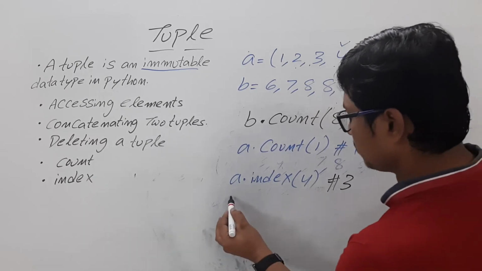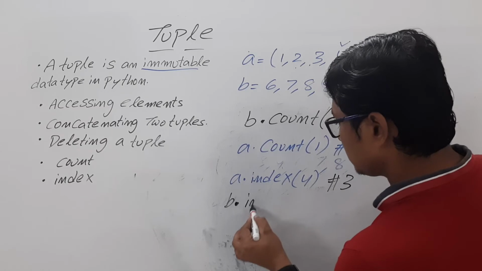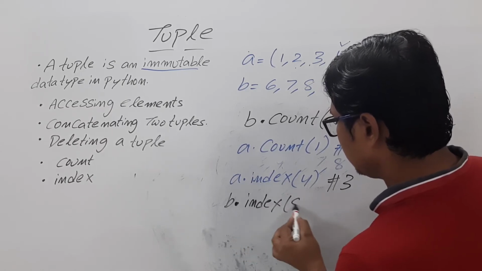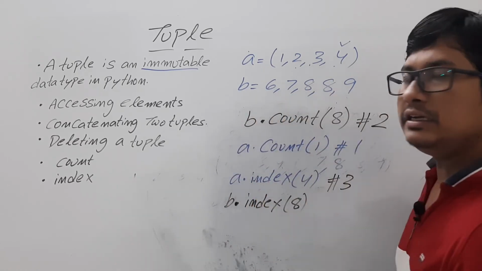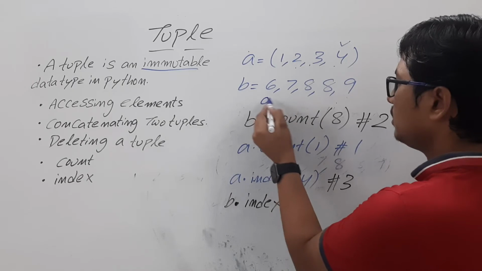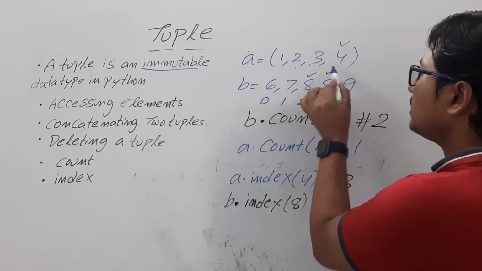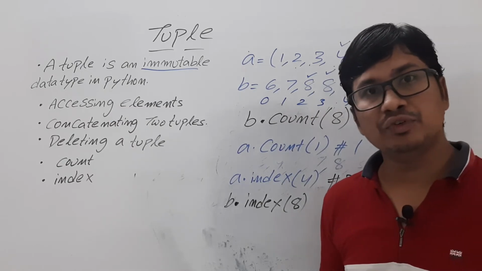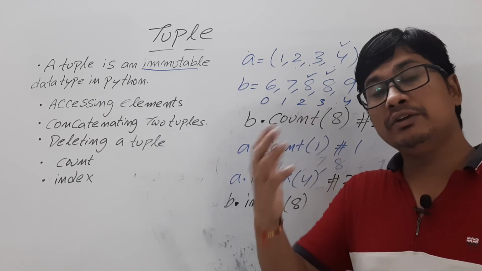Now let me write the simple thing. B dot index 8. Now look here. In the b, 8 is there here and here. Now if you consider this one, this is there at the index 2, this is there at the index 3. So you will have a confusion. Will it give the value 2? Will it give the value 3? Or will it give 2 comma 3?